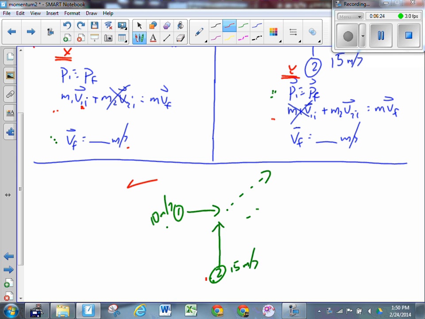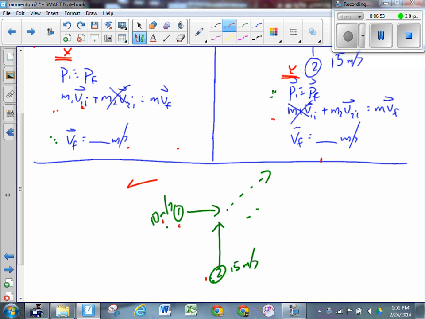Okay, what about the second one, the y component here? M1 is whatever. What's the value of V1I here for the y component? 0. Look at it this way. How much of that 10 is up or down? It's all horizontal, right? So none of it is up or down. So we're going to say that M1 V1I is 0. M2 V2I is going to be 15 equals MVF. We haven't changed a thing.